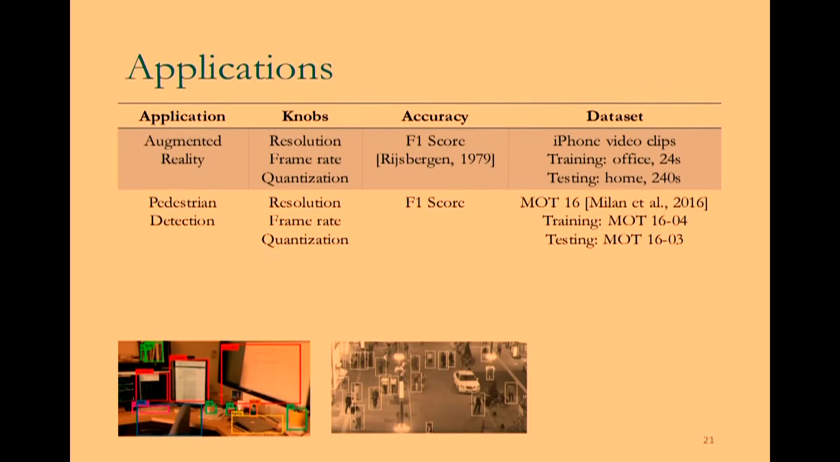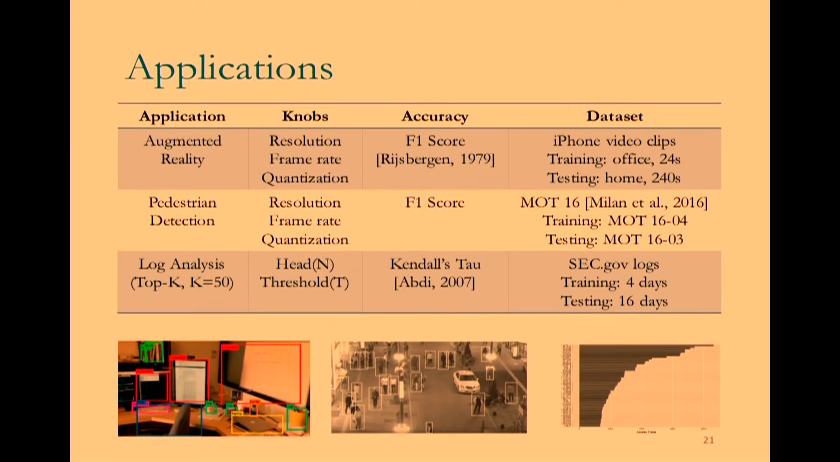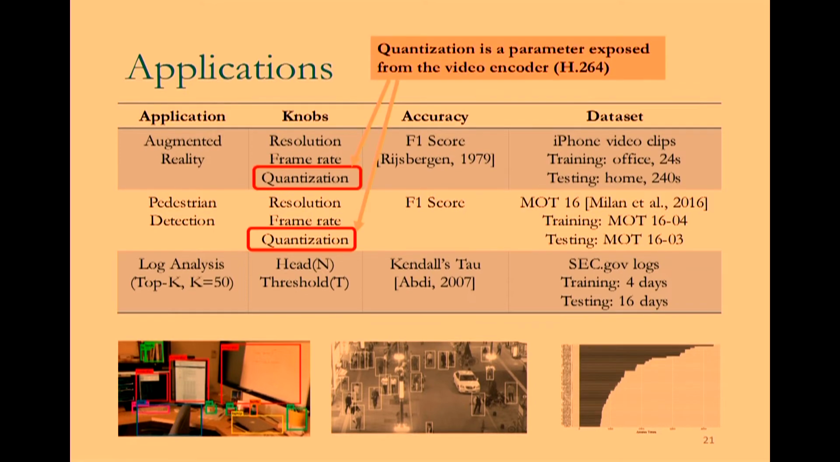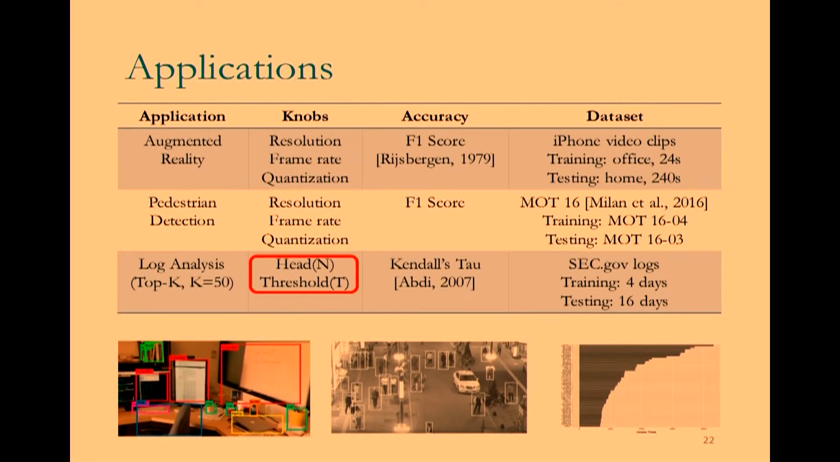Okay. Now the authors built 3 applications on top of AWStream: augmented reality, pedestrian detection, and log analysis that extracts top K. For the first 2, in addition to resolution and frame rates, they also changed the quantization level, that is a parameter exposed by the video encoder. And for the top K log analysis, some application-specific knobs N and T are used in the maybe operations.